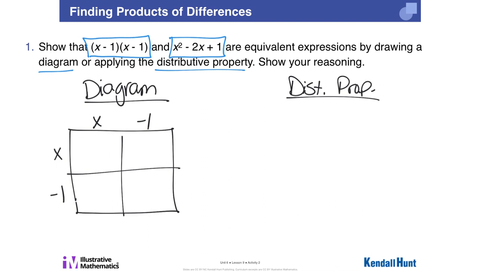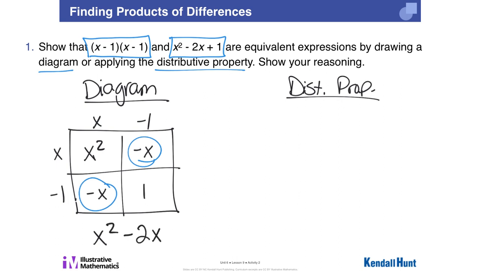And so my first box, I have x times x, which is x squared, negative 1 times x, which is negative 1x. Same thing here, negative 1 times x is negative 1x. And then right here, negative 1 times negative 1 is a positive 1. And I'm combining like terms. I have negative x and negative x. I can combine those. So I still have x squared, just one of those, minus 2x. That's combining my negative 1x here and negative 1x there. And then plus 1 at the end.